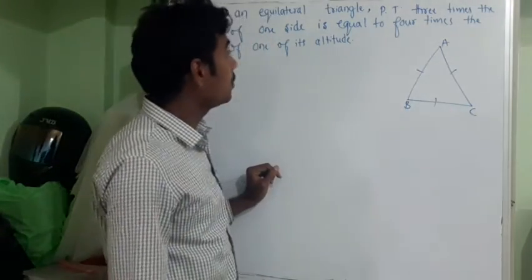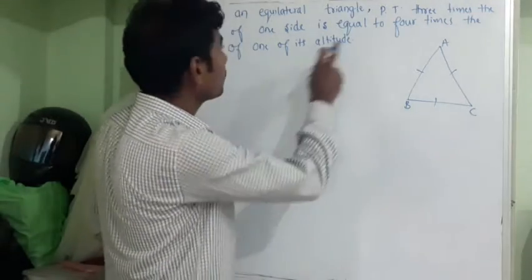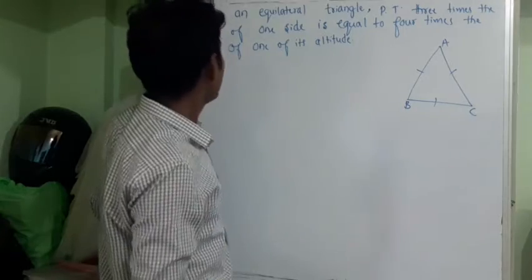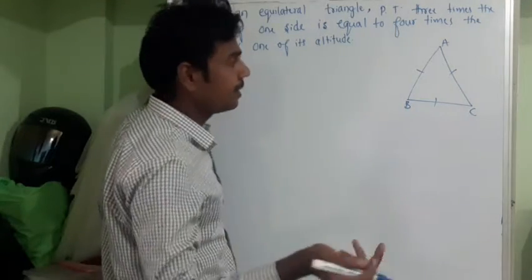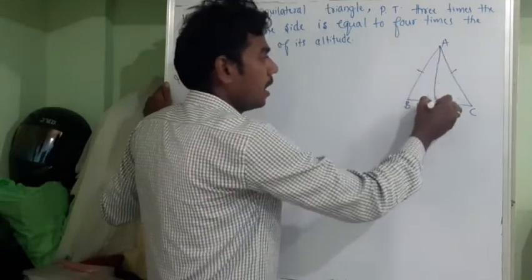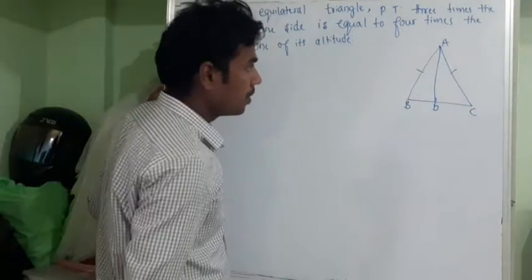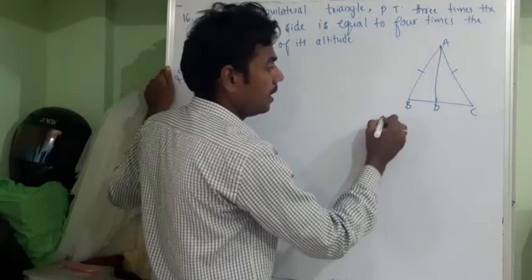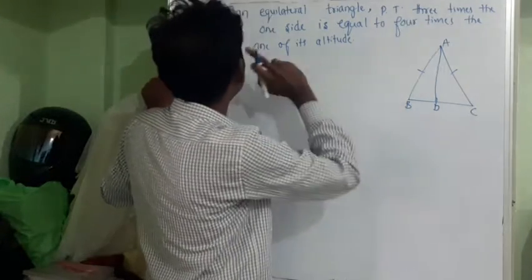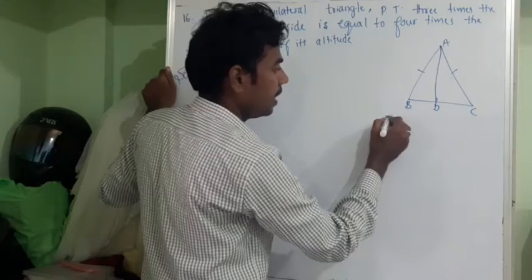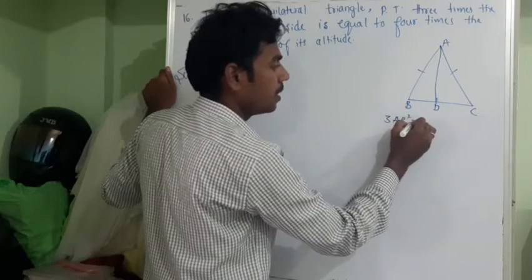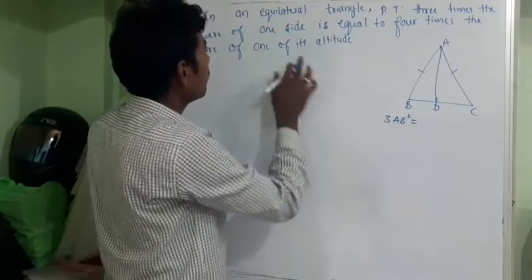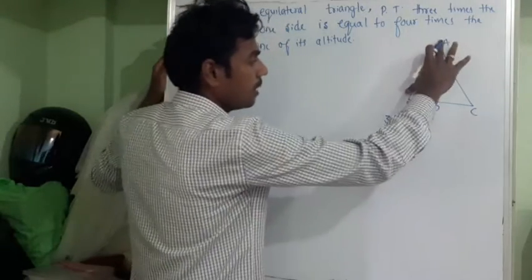What are they asking us to prove? See, 3 times the square of one of its sides is equal to 4 times the square of one of its altitudes. So I will take, let AD be one of its altitudes. So then what I need to prove? 3 times the square of one side, that is AB is one side.